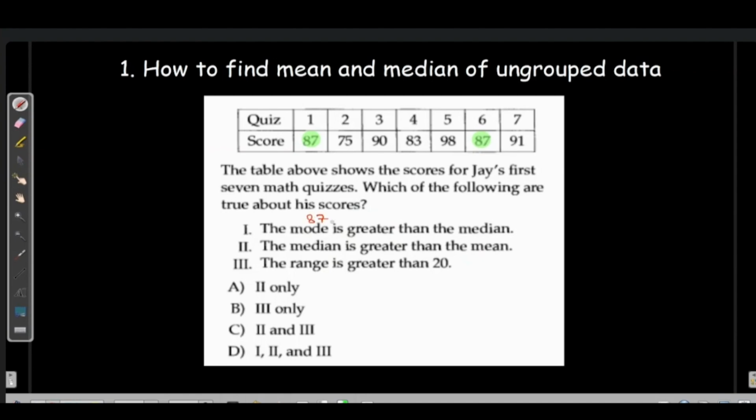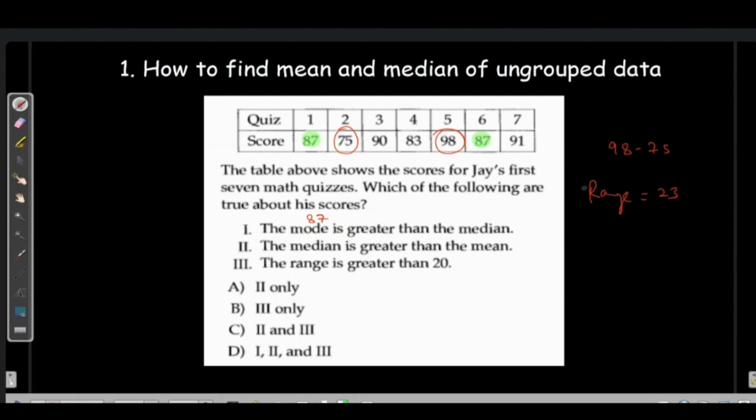And range, as we know, is the maximum minus minimum. If I'm not wrong, the minimum is 75 and the maximum is 98. So 98 minus 75, that will be 23. So I'm going to keep these things here.